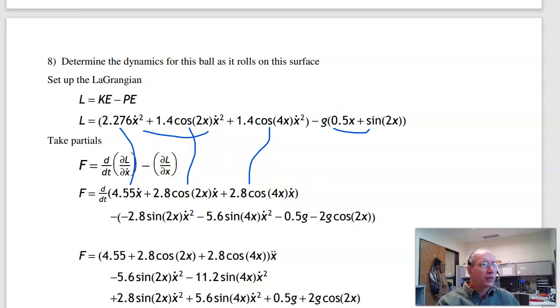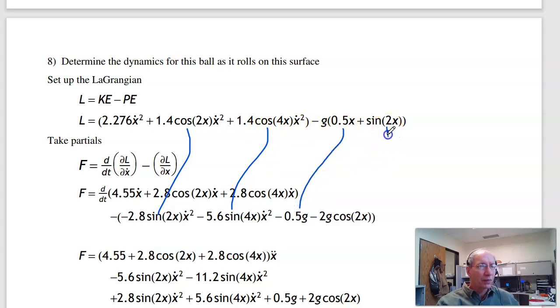minus the partial derivative with respect to x. Let's get this cleaned up. So no x's here, nothing. There's an x. The partial derivative would be minus 2.8 sine of 2x, x dot squared, minus 4 times 1.4, minus 5.6 sine of 4x, x dot squared, minus 0.5g, plus 2g cosine 2x. Goes to the partial derivatives.